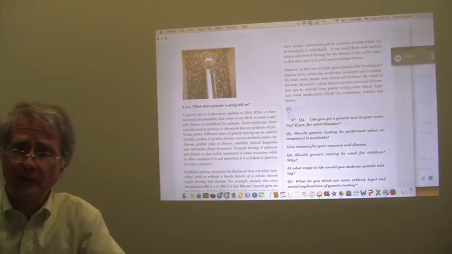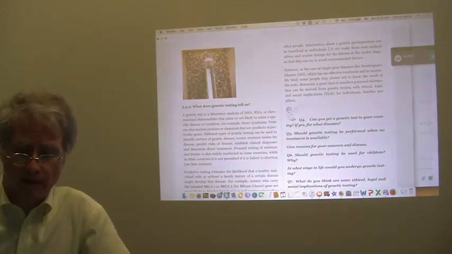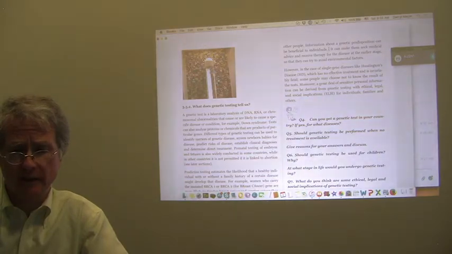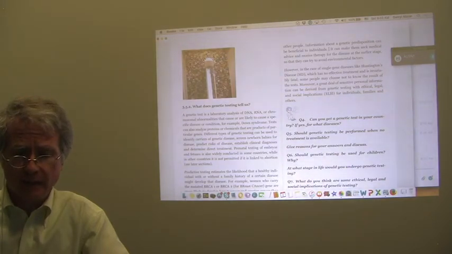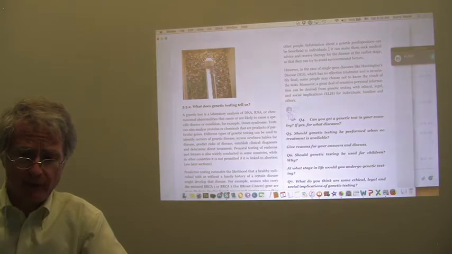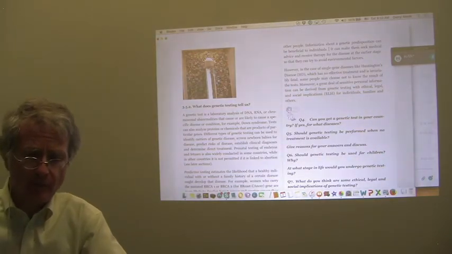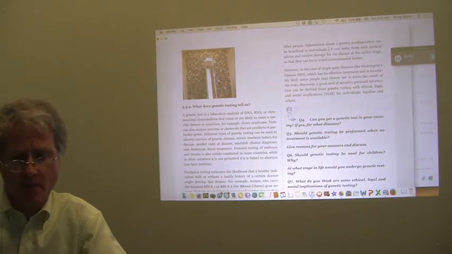Information about a genetic predisposition can be beneficial to individuals. It can make them seek medical advice and receive therapy for the disease at an earlier stage, so they can try to avoid environmental factors. They also might be able to avoid a late-stage cancer diagnosis. However, in the case of single-gene disorder diseases like Huntington's disease, which has no effective treatment or is invariably fatal, some people may choose not to know the result of their tests. Moreover, a great deal of sensitive personal information can be derived from genetic testing, with ethical, legal and social implications for individuals, families and others.